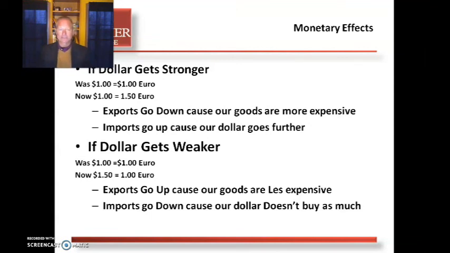If the dollar gets stronger, which means that we can buy more euros with our dollar, exports are going to go down because our goods are more expensive, and imports are going to go up because our dollar goes further. If our dollar gets weaker, which means we have to pay more for euros, exports go up because our goods are less expensive, but imports go down because our dollar doesn't buy nearly as much. Understand this slide. This is the basis of everything else we're going to talk about in this chapter.